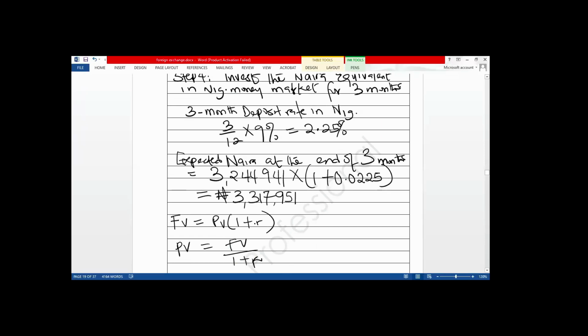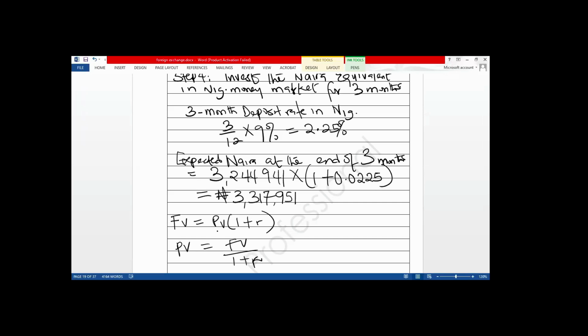Present value, in step 3, we calculated present value. The future value is 6 million, divided by 1 plus R. Step 4, we want to know the future value. We know the present value. This is what we have just done. I hope it's better.